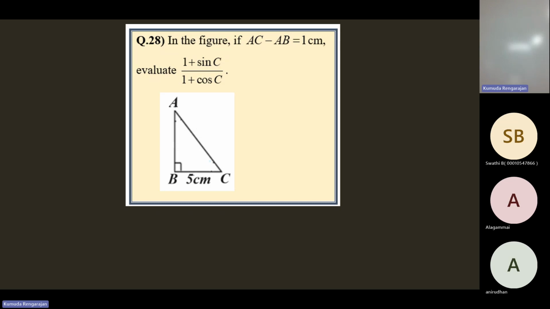AB square plus BC square is equal to AC square. Hypotenuse.